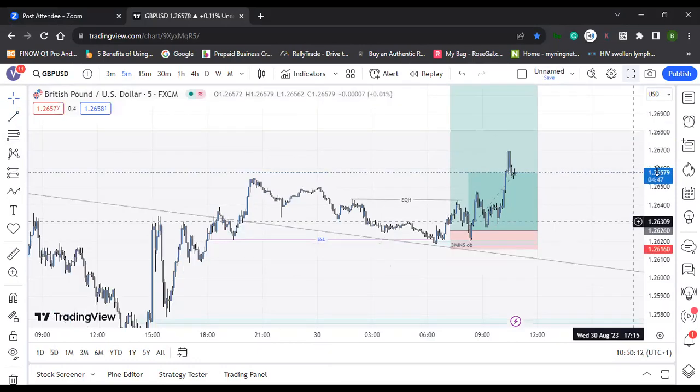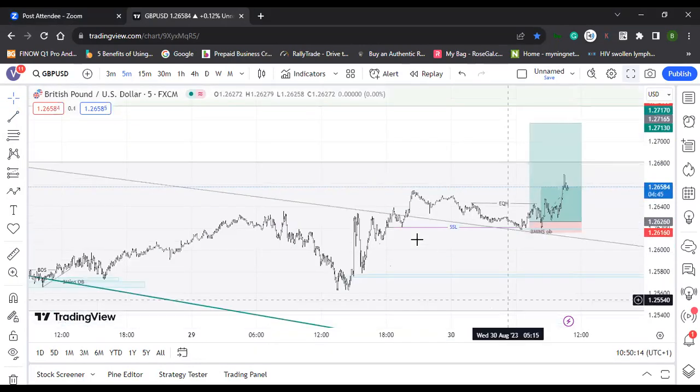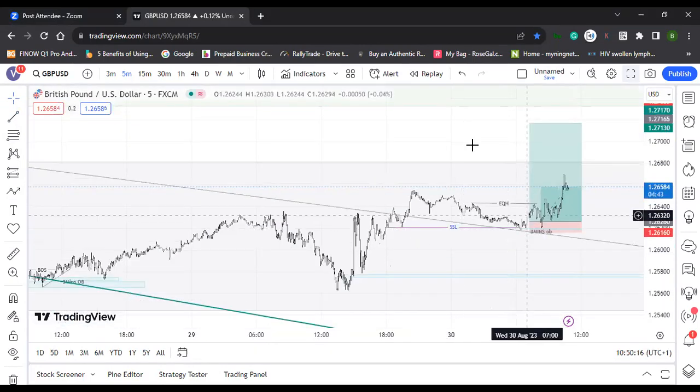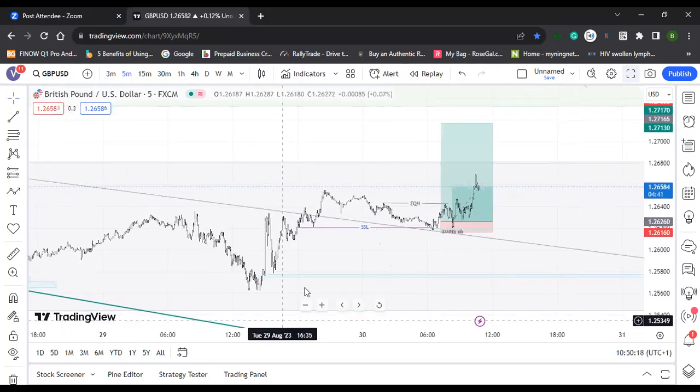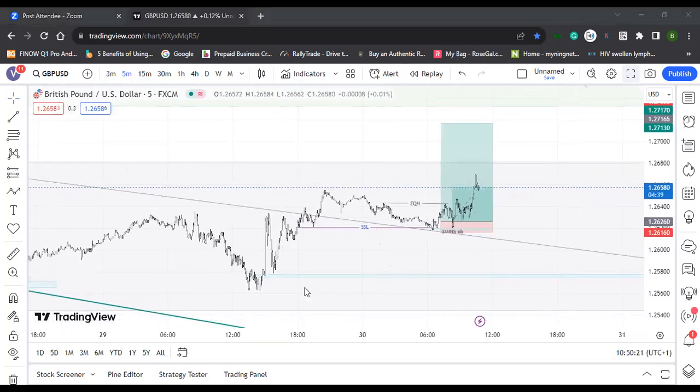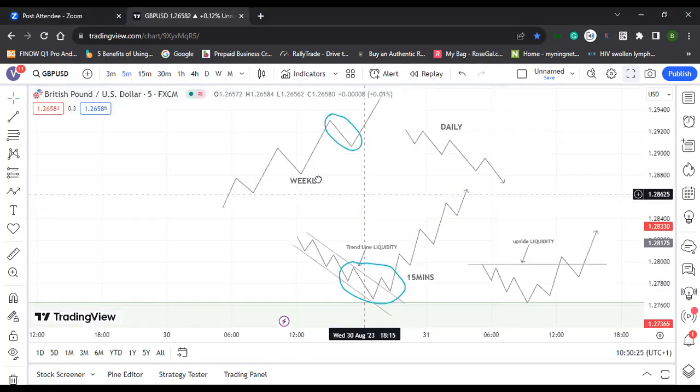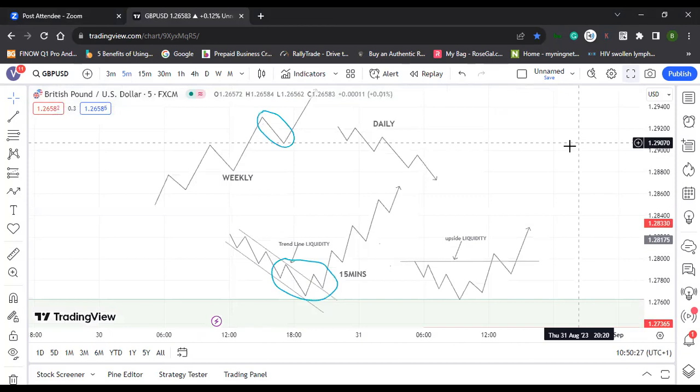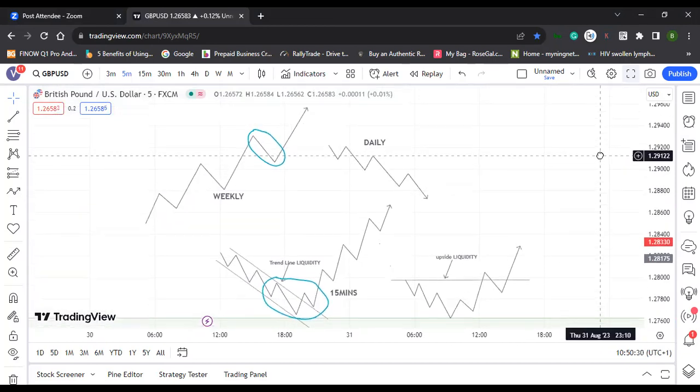Now, what do we have left here? We have downside liquidity still remaining, right? So those are the types of liquidity we have in the market, these types of liquidity.